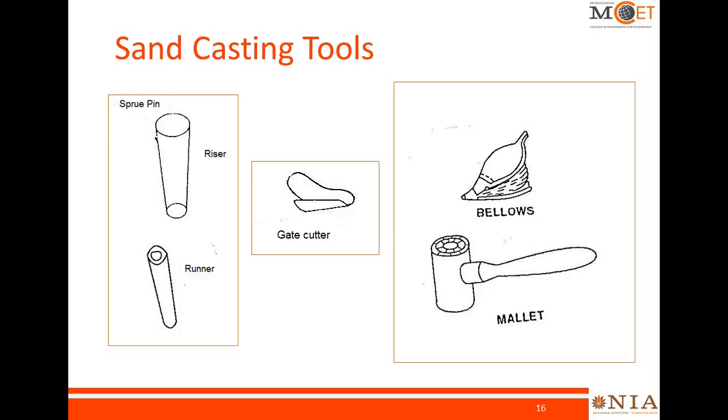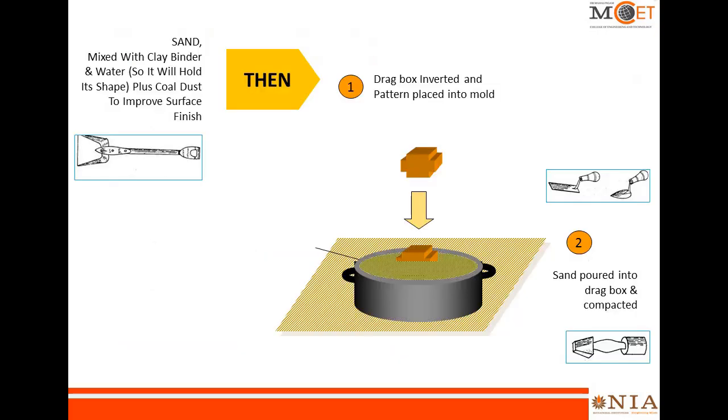Next tools are bellows and mallet. So bellows are used to blow air, as you might have seen in a smithy shop where they produce knives and all. They will be using bellows to blow air. So that smaller bellows is used to blow air to remove sand particles from the mold cavity. And mallet is just a hammer. A wooden hammer is called a mallet. I'll tell you why mallet is used next.